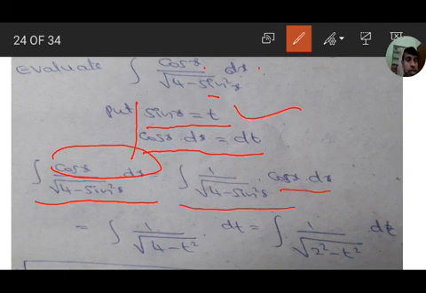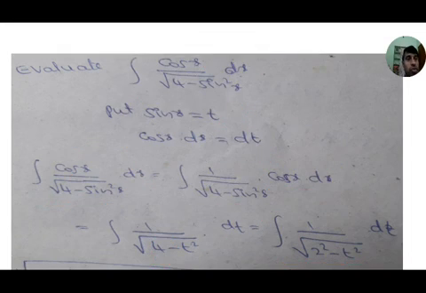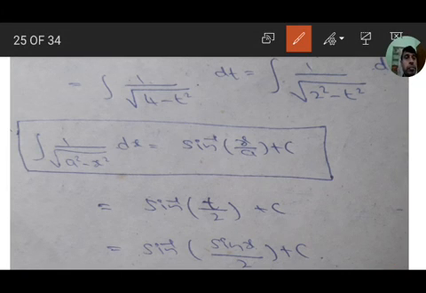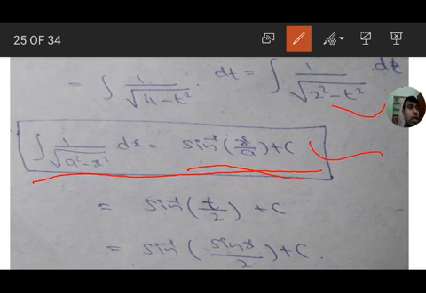So substitution: integration, square root of 4 minus sin square x means t square, and cos x dx equal to dt. So 1 by integration, this 4 can be written as 2 square minus t square dt. So it is of the form 1 by square root of a square minus x square. A means here 2. 1 by square root of a square minus x square dx is formula sin inverse x by a plus c. Here in terms of variable t, so sin inverse t by 2 plus c, a equal to 2.